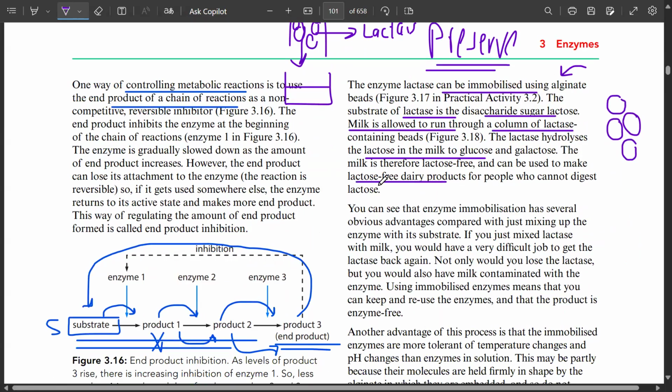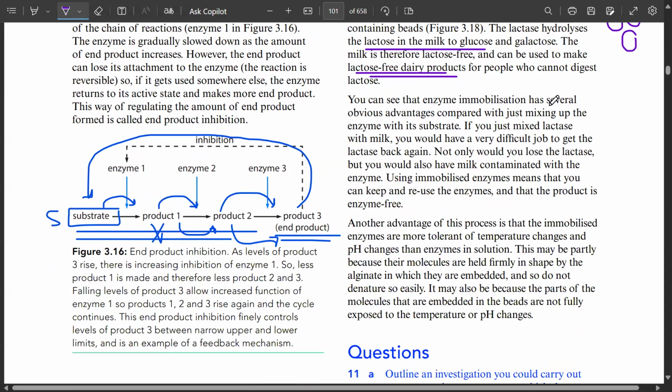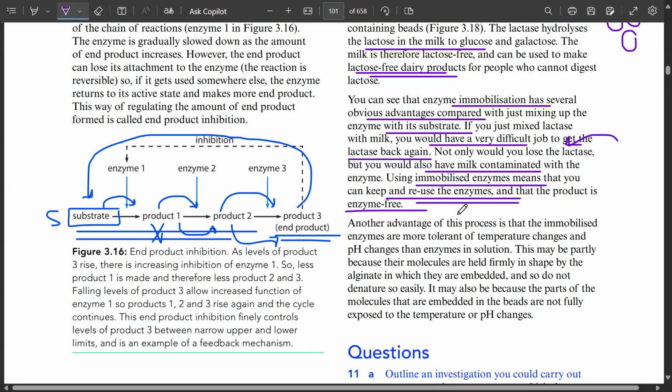That is how your lactose-free dairy products are also made for those people who cannot digest lactose. You can also see that enzyme immobilization has several obvious advantages compared with just mixing up the enzyme with its substrate. If you just mix lactase with milk, you would have a very difficult job to get the lactase back again. And not only would you lose the lactase, but you would also have milk contaminated with the enzyme. Using immobilized enzymes means that you can keep and reuse the enzymes and that the product is enzyme free.